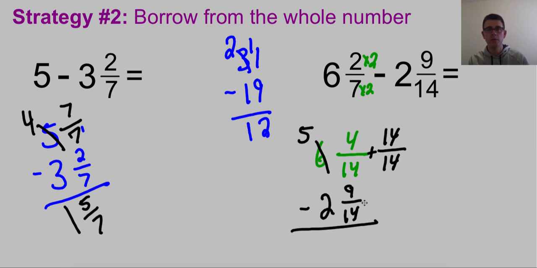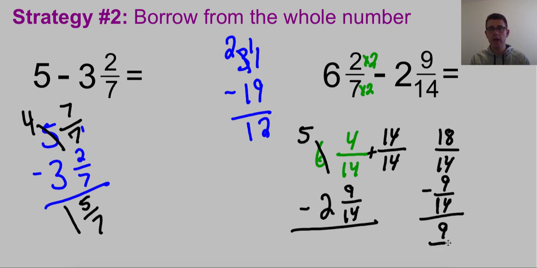1 whole piece is equal to 14 14ths. So I borrowed 14, but I already had 4. So I don't get rid of them, I add them together. So I get 18 14ths minus 9 14ths. So all I did was just break up one of my whole numbers into a bunch of pieces, in this case 14 14ths. So I had more fractions to be able to do my subtracting. 18 minus 9 is 9 14ths, and then 5 minus 2 is 3. 3 and 9 14ths.